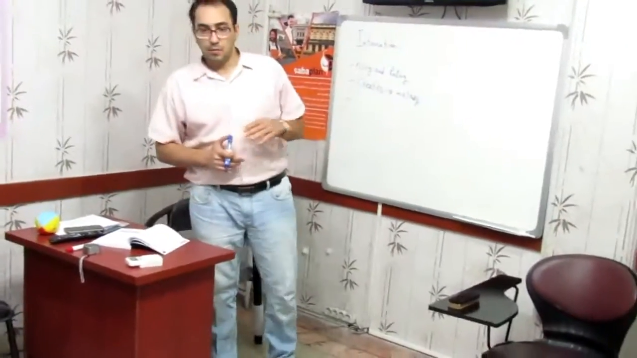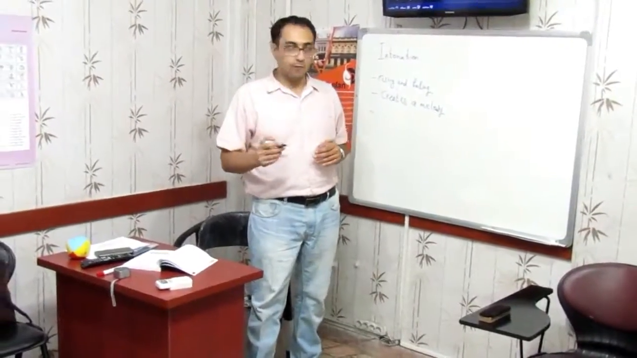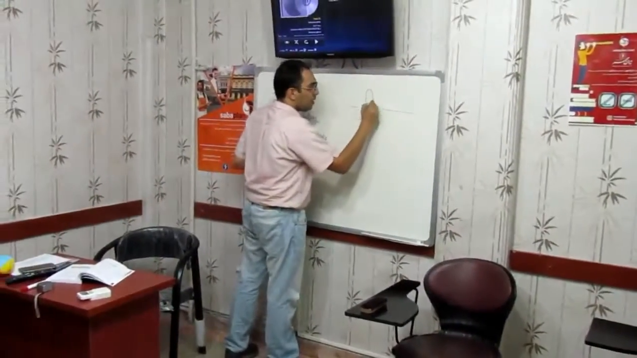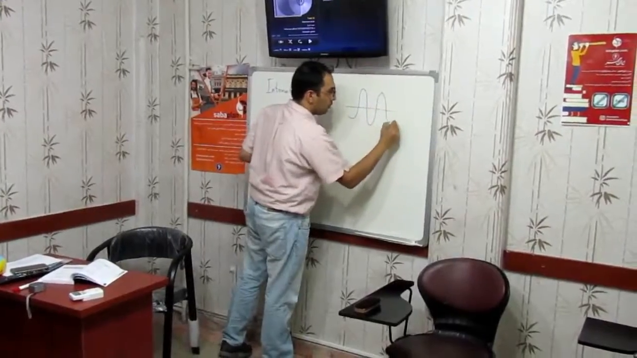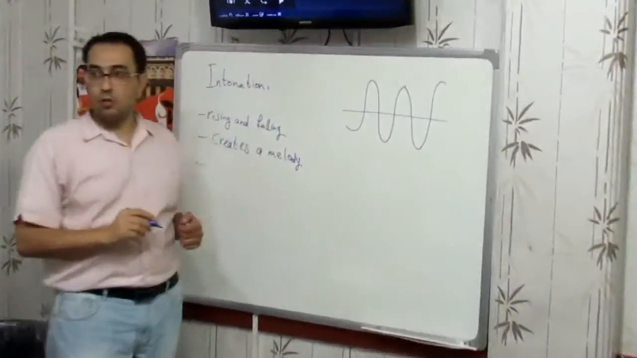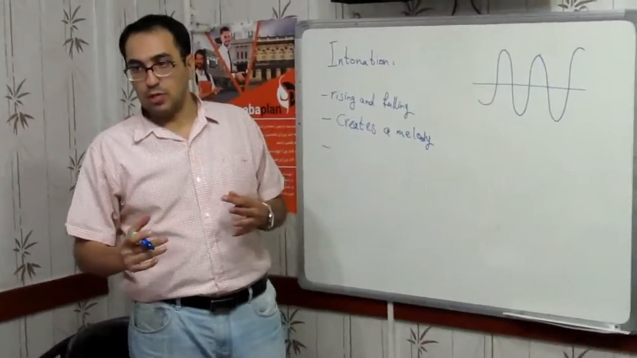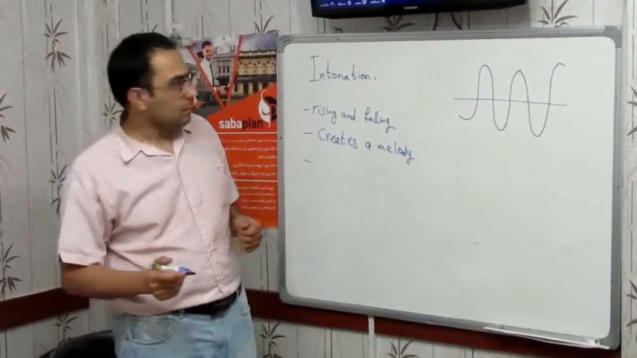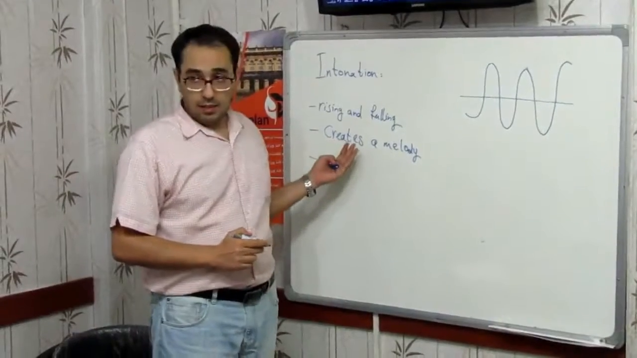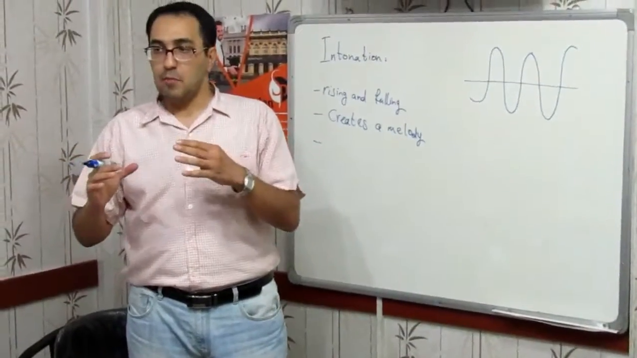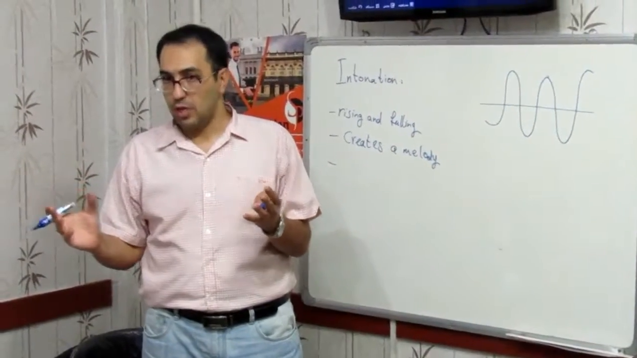Intonation is falling and rising the sound from low to high and high to low in tones. Not notes in musical instruments or instrumental scales. And it creates a melody in a language. So we know it creates a kind of music in a language.